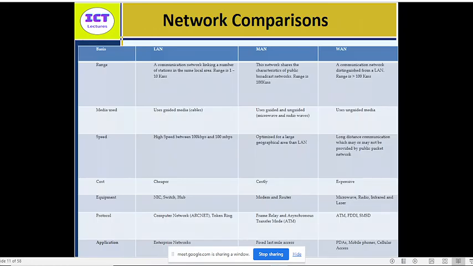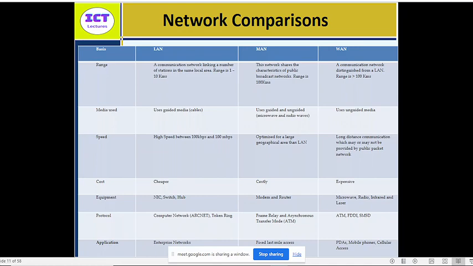So in summary, there are comparison factors here that we need to take a look at. We have just narrowed down to the three main networks, that is LAN, MAN, and WAN. We can have a set of criteria to compare them, like the range, the distance, right? You can see the LAN here covers a range of 1 to 10 kilometers, whereas the MAN covers almost 100 kilometers. WAN covers distances greater than 100 kilometers.